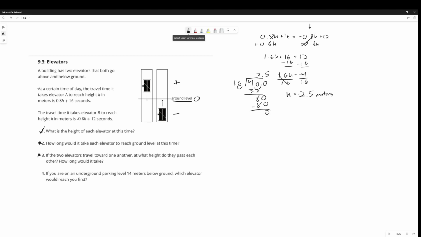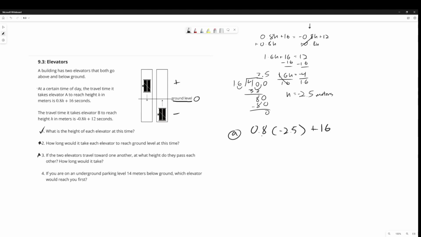Okay, so we have half the answer for number 3. Now we have to answer the second question. How long would it take? So we know the height where they're going to pass each other, negative 2.5 meters. So to figure out the time, what we're going to do is substitute h with negative 2.5 and then simplify. So let's start with elevator A. So elevator A is 0.8, oops, let me fix that, not 8.8, 0.8 times negative 2.5 plus 16.